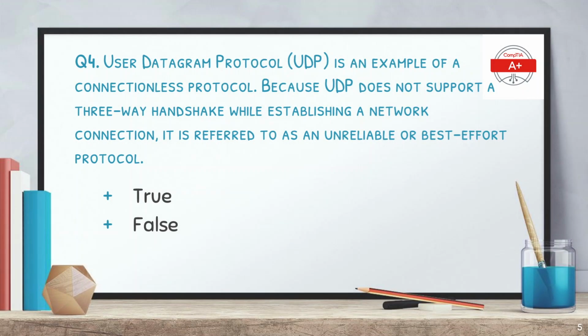The next question is about another layer 4 protocol, UDP. UDP is, you can say, the flip side or the sister protocol of TCP. The question is that the User Datagram Protocol, or UDP, is an example of a connectionless protocol. Because UDP does not support a three-way handshake while establishing a network connection, it is referred to as an unreliable or best effort protocol. So again, this is the exact definition of UDP. So our answer in these two options is true.